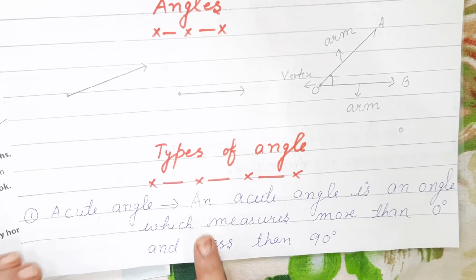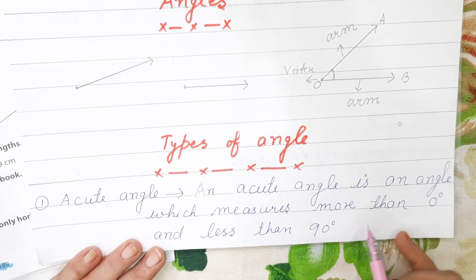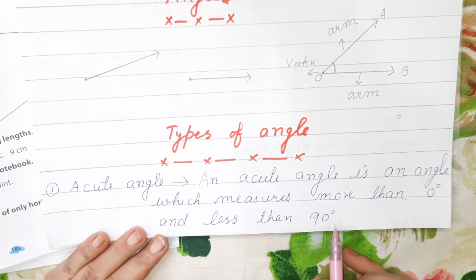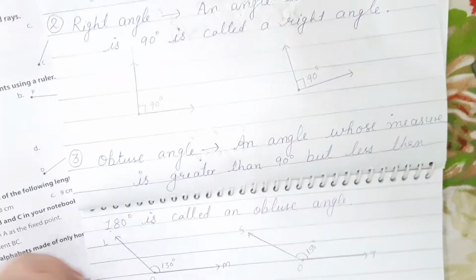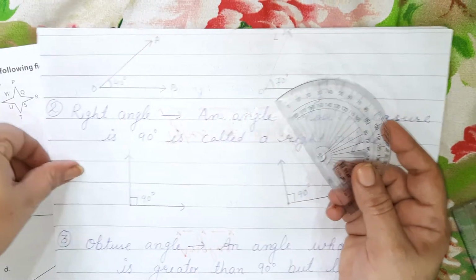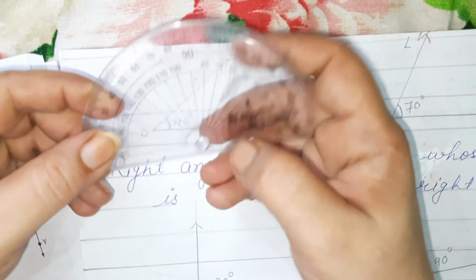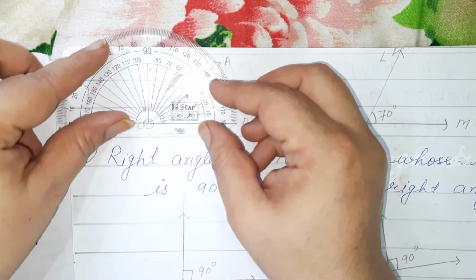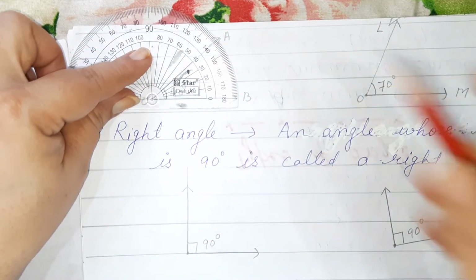Now what is an acute angle? An acute angle is an angle which measures more than 0 degrees and less than 90 degrees. Now I will measure the angle. Students, see here. It is our first ray and it is our second ray. Now I am arranging my protractor with this point on my end point. Yes, it is the angle of 40 degrees.